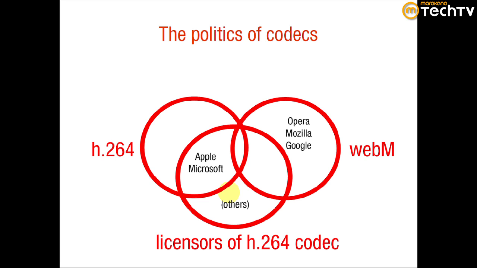Interesting politics. The people who are most behind H.264, stroke MP4, are Microsoft and Apple, and by an amazing coincidence, Microsoft and Apple are also part of the organisation that licenses that codec and therefore gets money from people using it. But I emphasise this is merely an extraordinary coincidence.